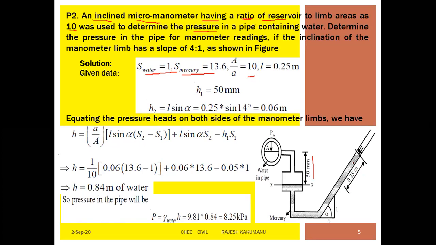Because you are having alpha, you are having an angle here. That is H2 is equal to L into sin alpha. What is the L here? 0.25 into sin 14. How are you getting sin 14 here? So here the angle is 1:4. By deriving this one, we are getting L sin alpha, that is equal to 0.6 meter.